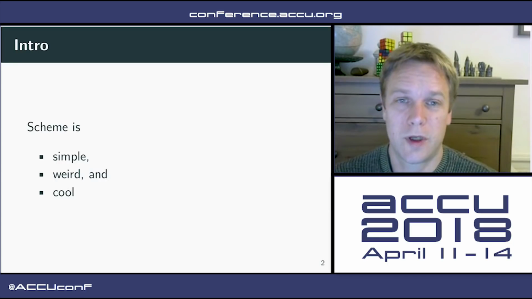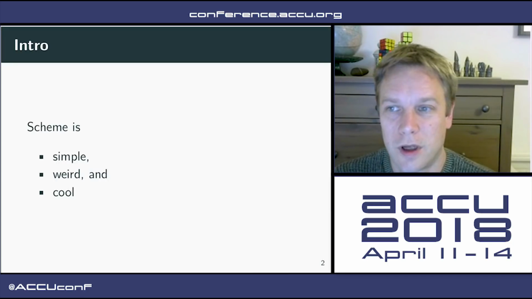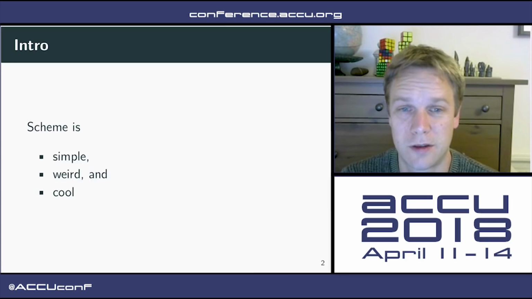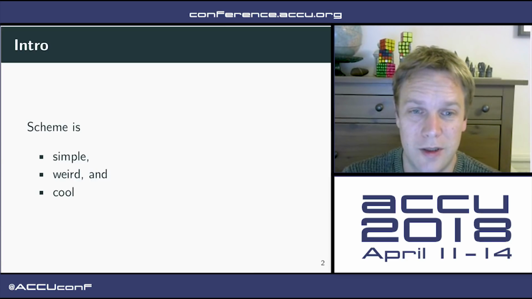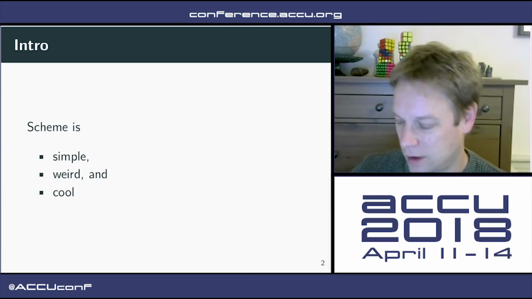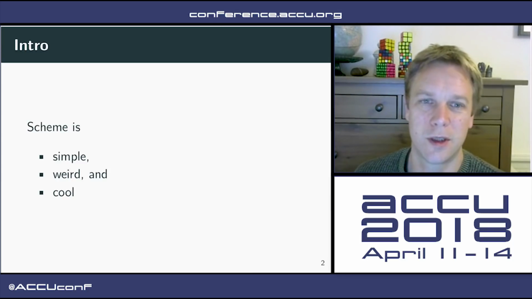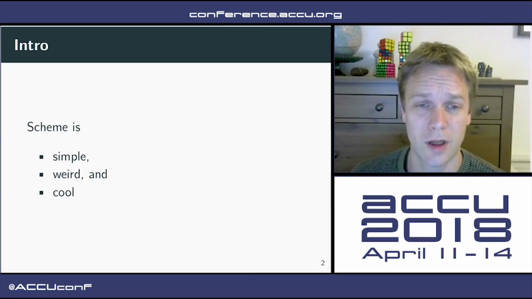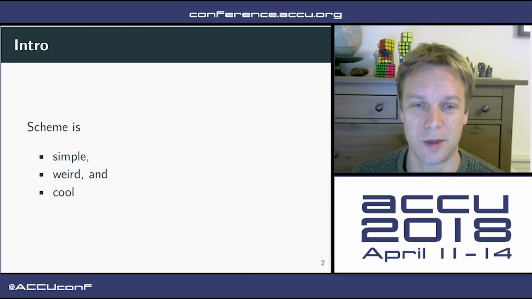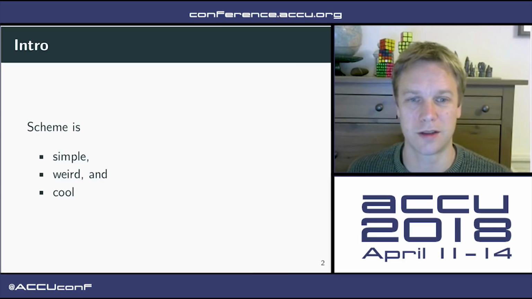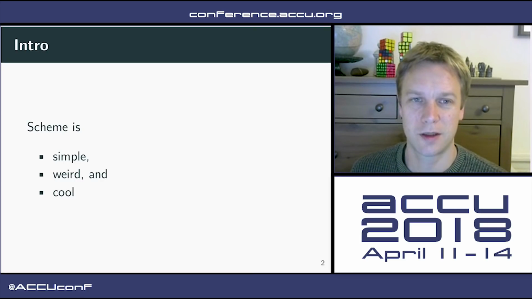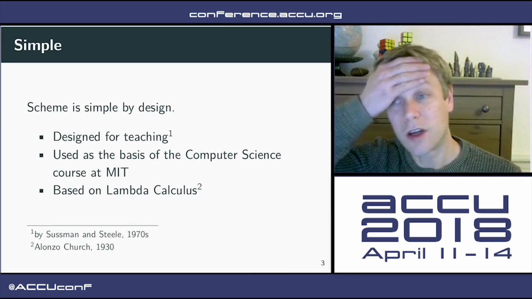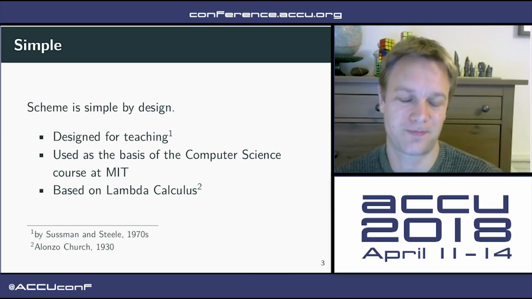So what we're going to do is go through three main sections. We're going to talk about how simple Scheme is, how incredibly breathtakingly simple Scheme is, about how weird Scheme is and how strange it is when you're writing programs in it. And finally, we're going to spend a bit of time talking about just how cool it is and what it is that makes it so cool, and so much better than all the other rubbish we have to put up with the rest of the time. So let's start with how simple Scheme is.